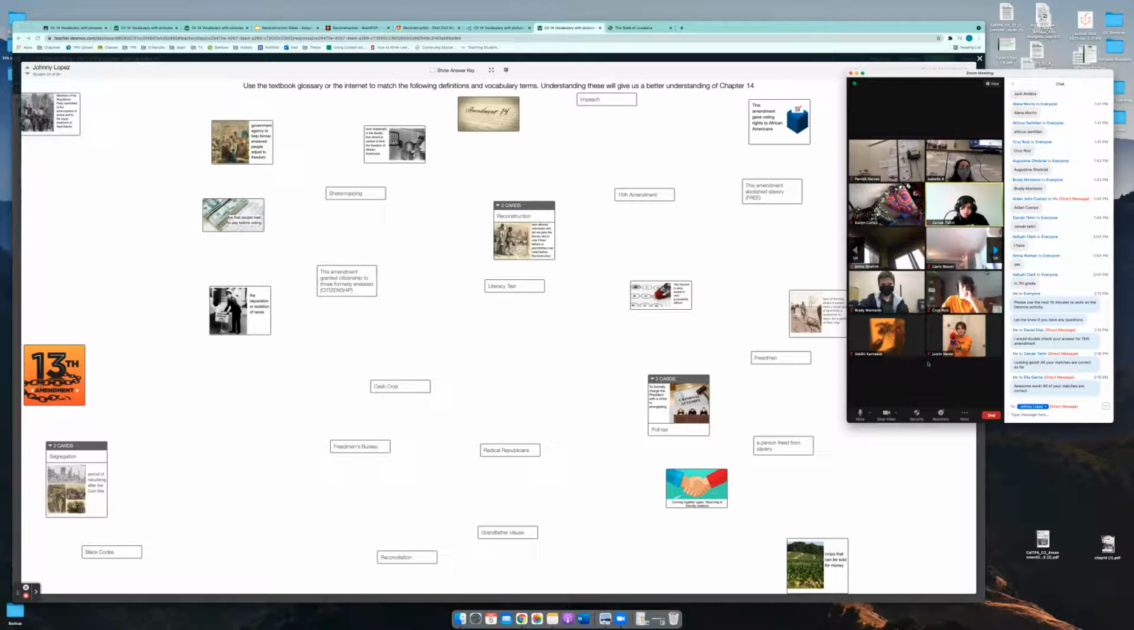Okay, and then if you need to, you can either use the internet, right? You can Google these words, or you can use the online textbook. And all of these words are going to be highlighted as you read through chapter 14. So you could just skim to look for the key highlighted words.